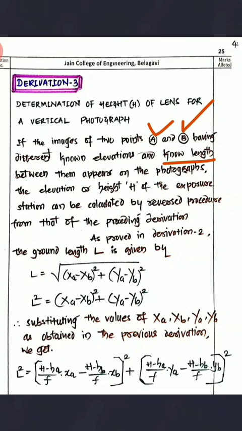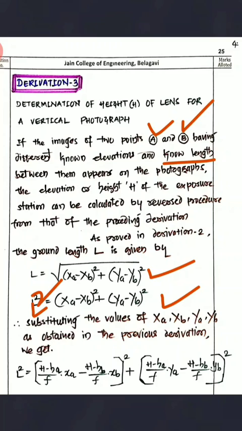As proved in derivation 2, the ground length L is given by L is equal to the square root of (XA minus XB) square plus (YA minus YB) square. Now your intention is that you are supposed to have this equation in terms of H. For that you should put in the values of XA, XB, YA, YB. To get that, first you have to remove the square root. How to remove the square root? It is very simple, just take the square of the length. L square is equal to (XA minus XB) square plus (YA minus YB) square. Automatically the square root is going to vanish.